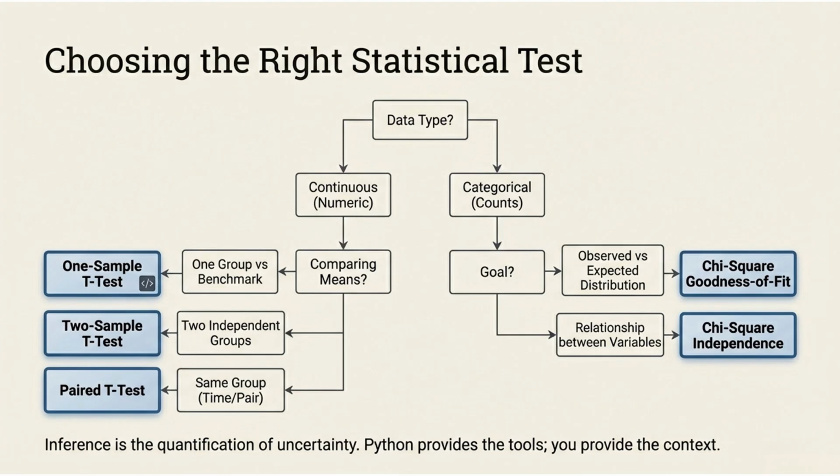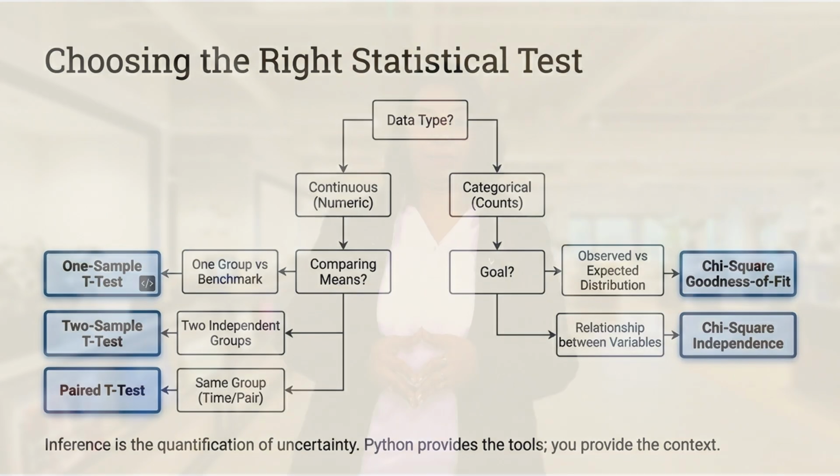For categorical data, ask about your goal. If you are comparing observed counts to expected counts, use chi-square goodness of fit. If you are checking for a relationship between variables, use chi-square test of independence. The key message here is that Python provides the tools, but you must provide the correct context and reasoning. Statistical inference is not just calculation, it is informed decision making.